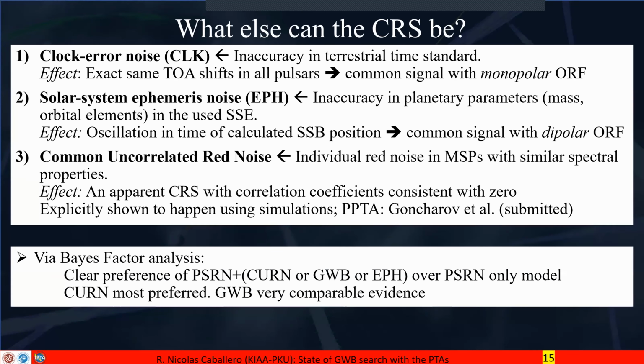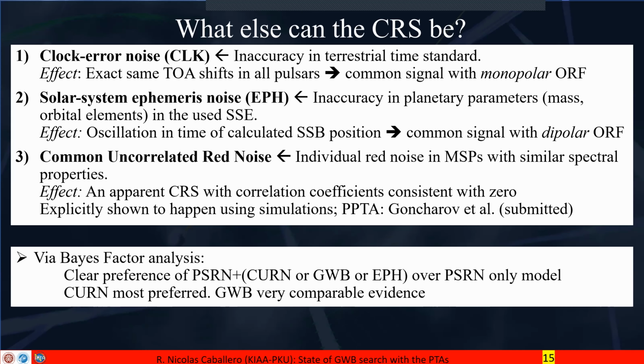So we use Bayes factor analysis, which is a way to say which model is statistically more favored by the data. We compare this to our base model, which is pulsar-only noise, noted here as PSRN. And we see clear preferences for any of the models of having, on top of the pulsar noise, either a common uncorrelated red noise, a gravitational wave background, or an ephemeris error. The CURN was the most preferred, with the gravitational wave background a very close second.